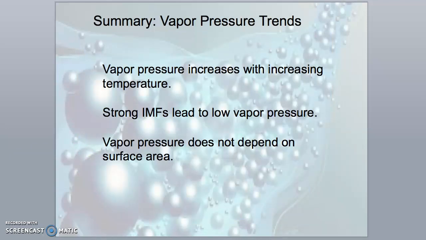So just a quick summary. Vapor pressure increases with increasing temperature. Strong intermolecular forces lead to low vapor pressure. Vapor pressure doesn't depend on surface area, and that's going back to when I was talking about how we can have different amounts of liquid in the container and we'll have the same vapor pressure.